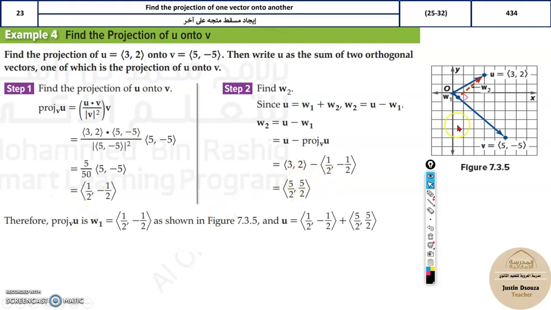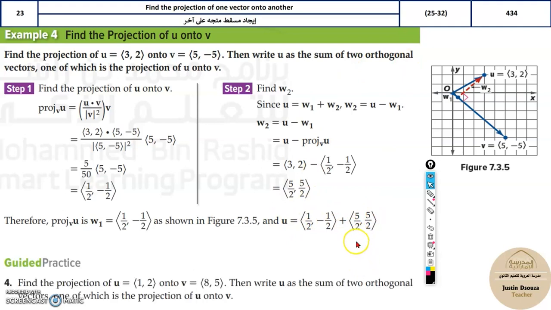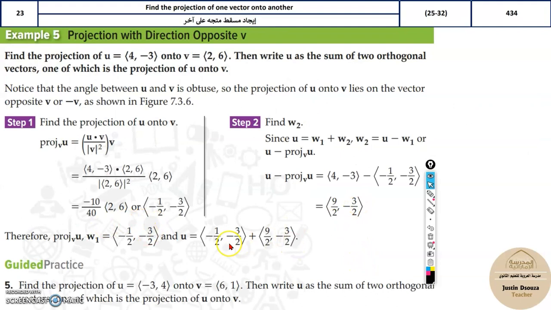So now we have W1, that is the projection, and W2. These two are orthogonal, and over here you can see the 90 degrees. So write them as the sum. That's it. This plus this would be the answer. So u, in terms of the sum of two orthogonal vectors, would be this. That's it. It is pretty straightforward. You can try other problems as well.